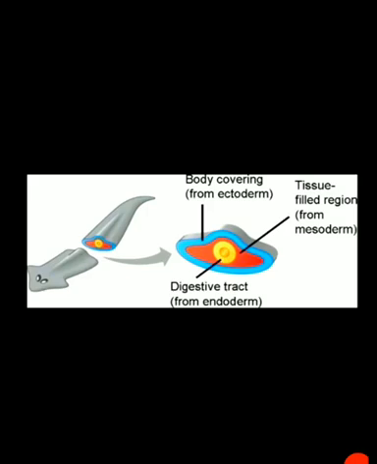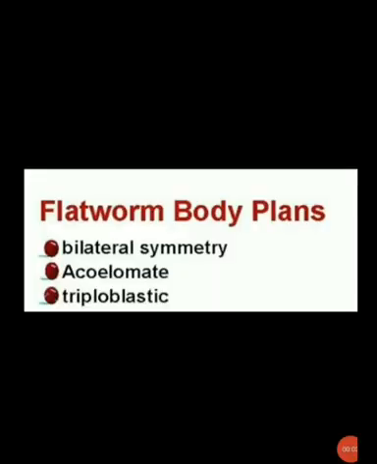Flatworms are triploblastic as they are made of three germinal layers, namely ectoderm, endoderm and mesoderm. So, flatworms are triploblastic. Flatworms are also acoelomate as they do not have any body cavity. So, flatworms are bilaterally symmetrical, acoelomate and triploblastic.